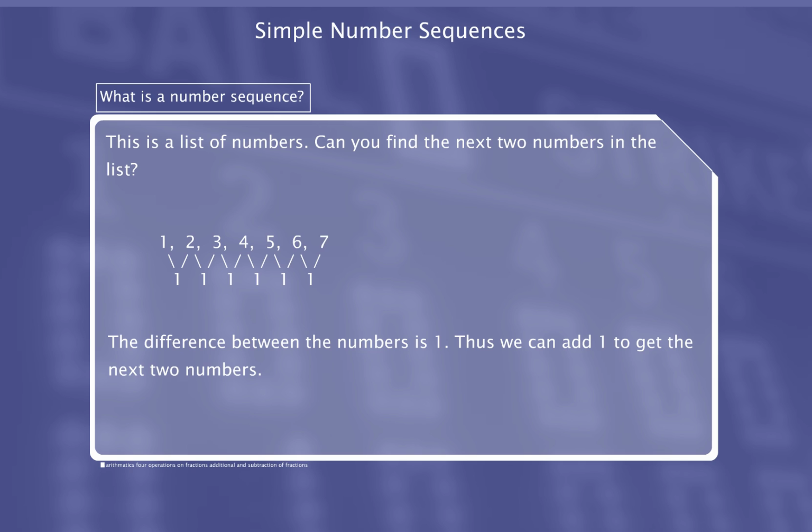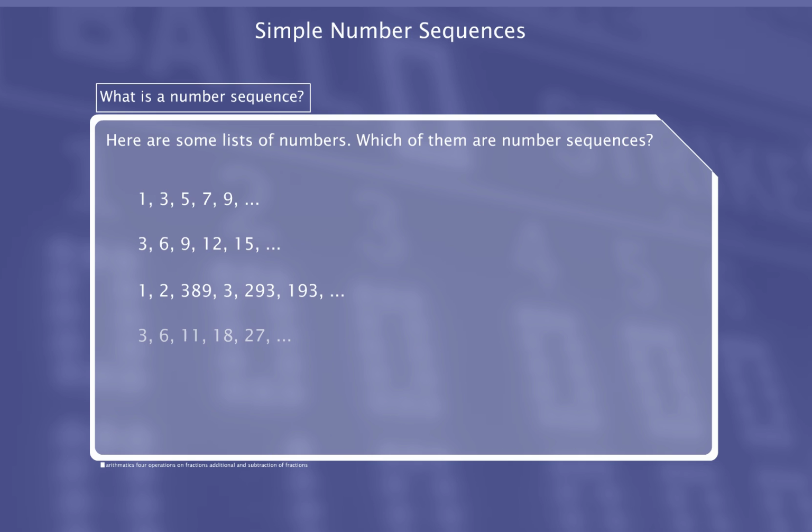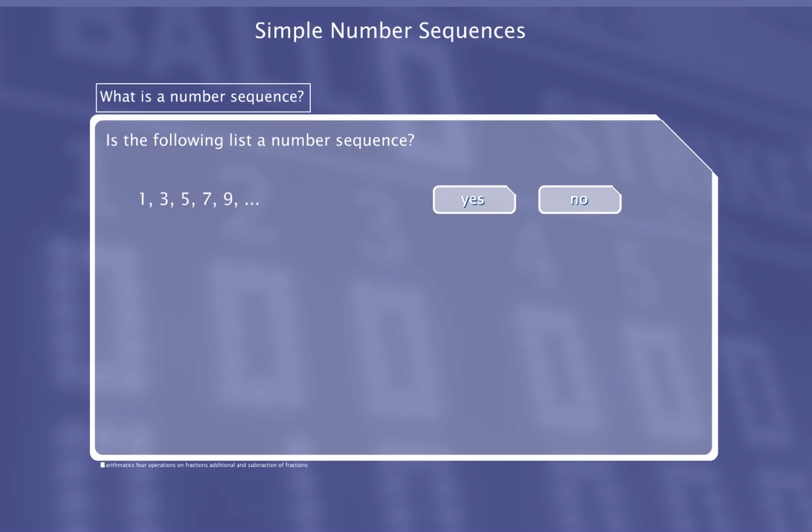We're able to find the next two numbers because these numbers follow a certain pattern. We say these numbers form a sequence. A sequence is a list of numbers that follow a certain pattern. Each number in the sequence is called a term. Here are some lists of numbers. Which of them are number sequences?